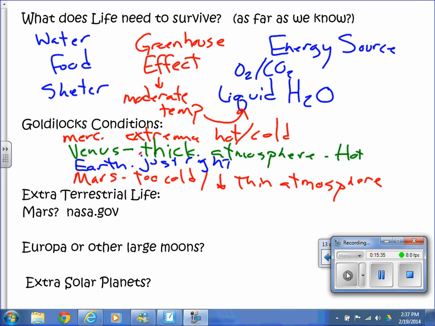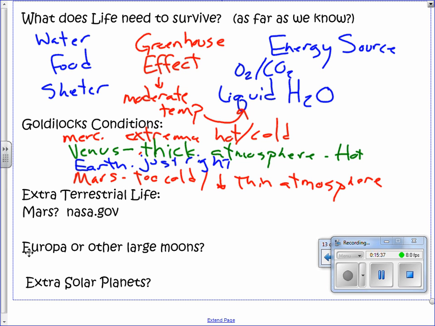Europa, we talked about a little bit with the planets. Europa and some of the other large moons do seem to have liquid water, and so maybe there are places where life could exist. We haven't found it yet. And then extrasolar planets, that's what I was mentioning. Those are planets in solar systems around other stars, very far away.